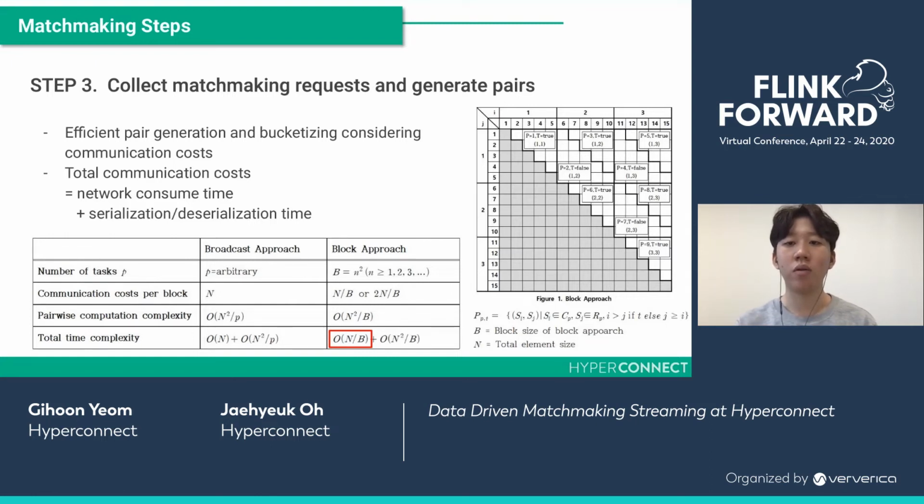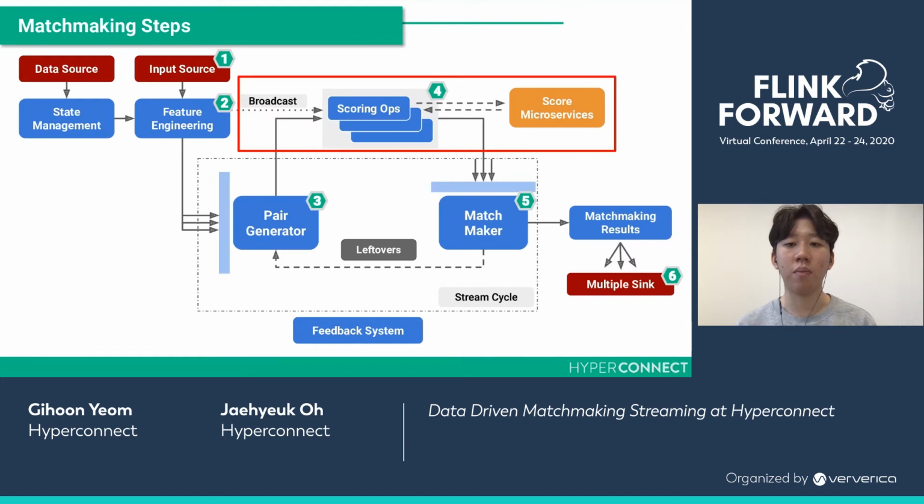Therefore, in order to optimize the communication cost well, we can use the block approach to define blocks and process requests in block units. In this case, we can reduce the total communication cost by O(N) divided by block size. Let's look at figure 1. If we divide the blocks like this and send them to each operator, they don't need to know all N requests. They need to know just their block requests.